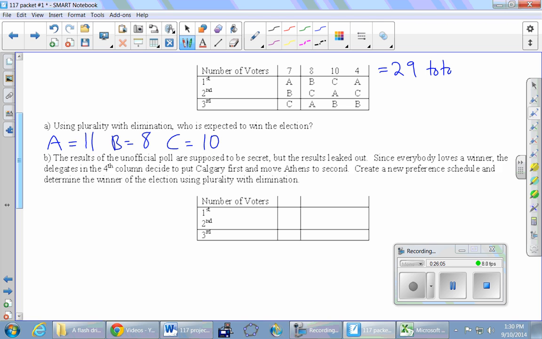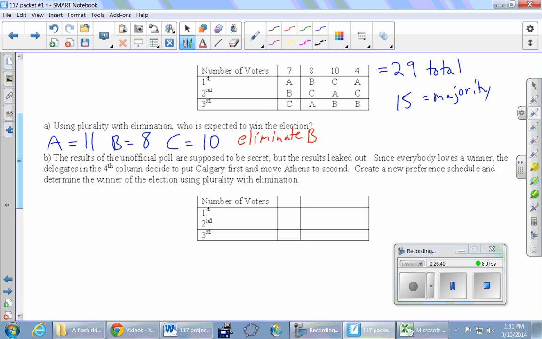29 total, which means a majority is 15, more than 14.5. Okay, so did somebody have a majority? Because if somebody has a majority, they win and we stop. That was the first thing for this plurality with elimination. Does somebody have a majority? No, which means we need to eliminate. Which candidate is the natural choice to eliminate? B. So we eliminate B.